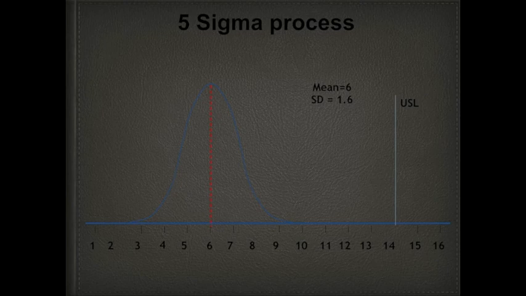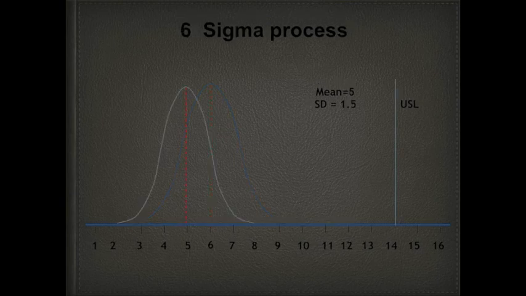Now, coming to the 5 sigma process. Again, after taking some more actions and implementing some solutions, we have reduced the mean to 6 and the variation has also reduced. The standard deviation is 1.6. Now the target is at 14 and your mean is at 6. The difference between your mean and the target is 8. In 8, how many standard deviations can be accommodated? It is 5. So 5 standard deviations can be accommodated. So it is a 5 sigma process.